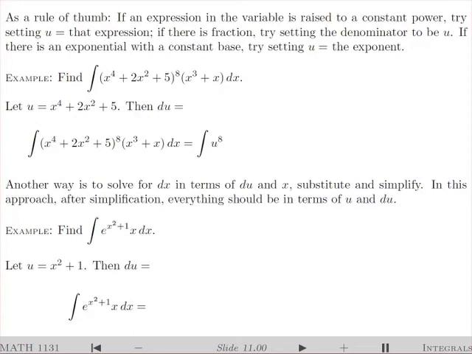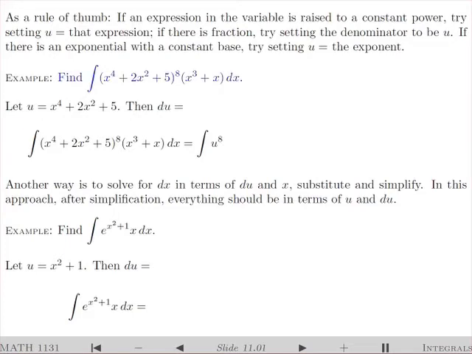So if you have a power of some expression, especially a polynomial, you try setting that polynomial to be u. If you have an exponential function, you try setting the exponent to be u. If you have a fraction in which the denominator is a polynomial, you try setting the denominator to be u. There are a few exceptions to this, which I will point out as we do our examples.